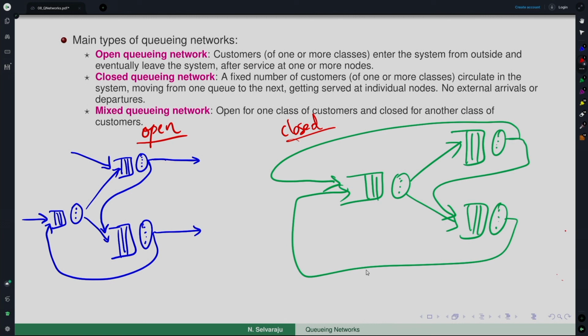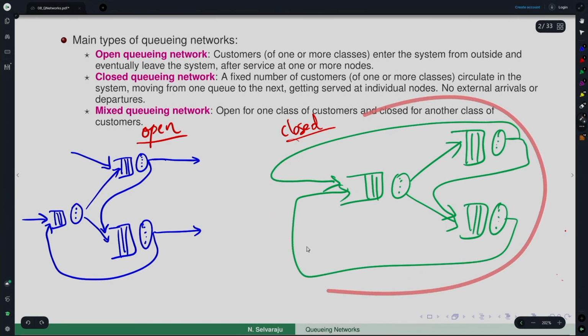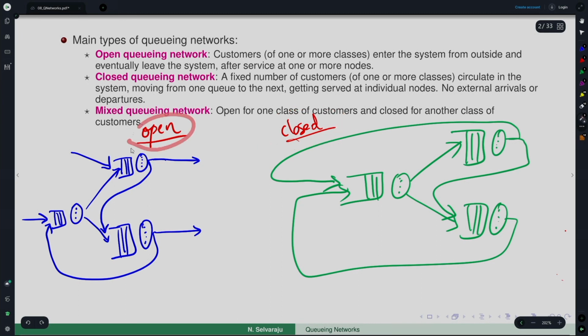So, what you see in this scenario is that there will be customers here waiting for service. There could be one or more servers here, which is what we are depicting, and you see there is no external arrival to the whole system, and there is no departure either from this particular system. So, this is what is called a closed queuing network, and this is an open queuing network. If there is at least one node to which external arrivals happen, and at least one node from which customers depart, it is open.